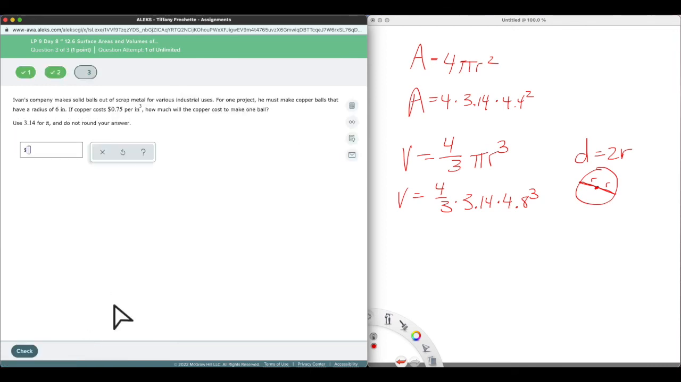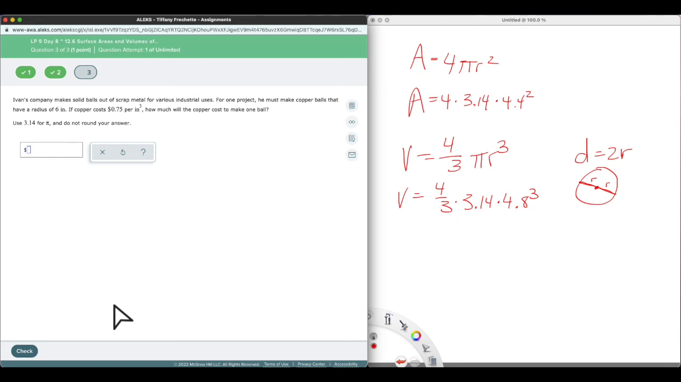All right, so now we're going to look at a word problem. A lot of the volume formulas do this, where we learn how to calculate the volume of a three-dimensional figure, and then on the next one, we have a word problem that applies that knowledge. So Evans Company makes solid balls out of scrap metal for various industrial uses. For one project, he makes copper balls that have a radius of 6 inches. If copper costs 75 cents per inch cubed, how much will the copper cost to make one ball?